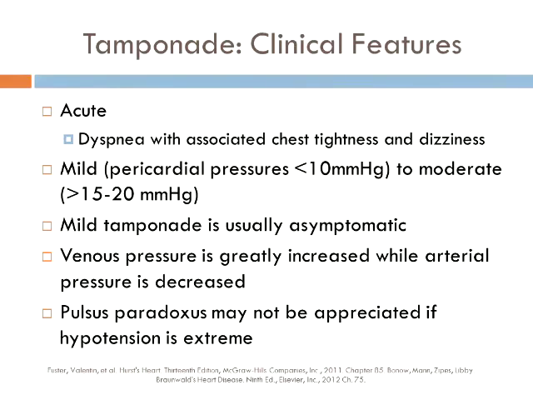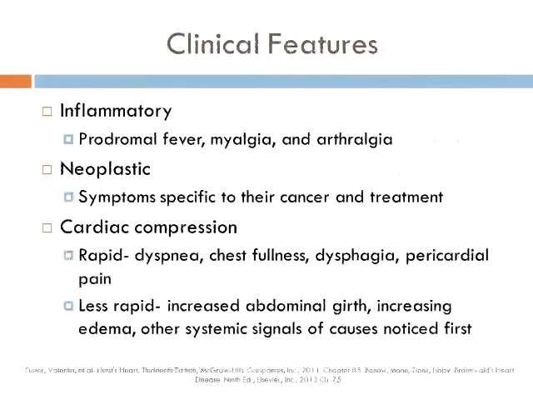And then I mentioned some of our causes before. We start to get cardiac compression when it's rapid. The patient starts to show chest fullness, dysphagia, cardiac pain, pericardial pain. If it's less rapid, it's a slower process. We start to see increased abdominal girth, increasing edema, and you may actually see a systemic cause. For example, if they have some other cause for it, you may see those other signs before you actually start to realize the patient is starting to develop tamponade.